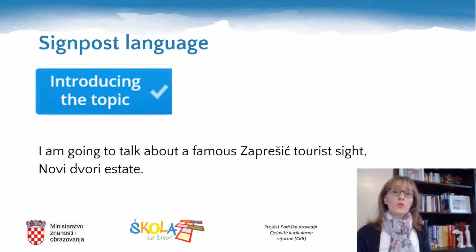Let's apply what we have learned on our text about Ban Josip Jelačić. This is how we can introduce the topic. Just say, "I'm going to talk about the famous Zaprešić tourist site, Novi Dvori estate."